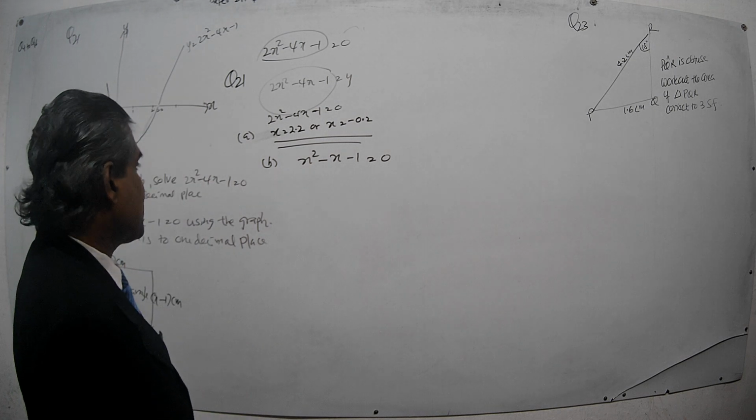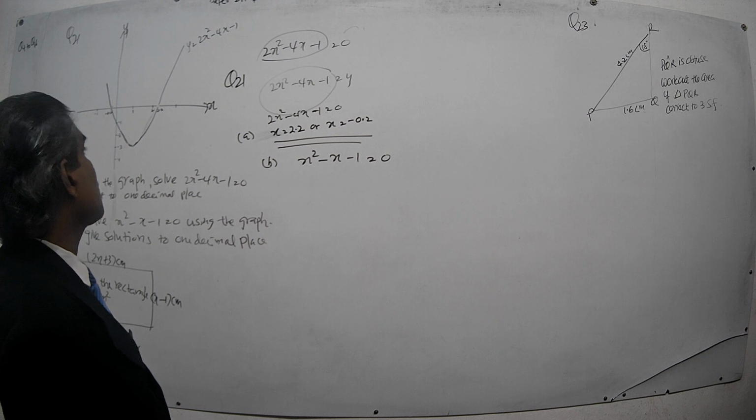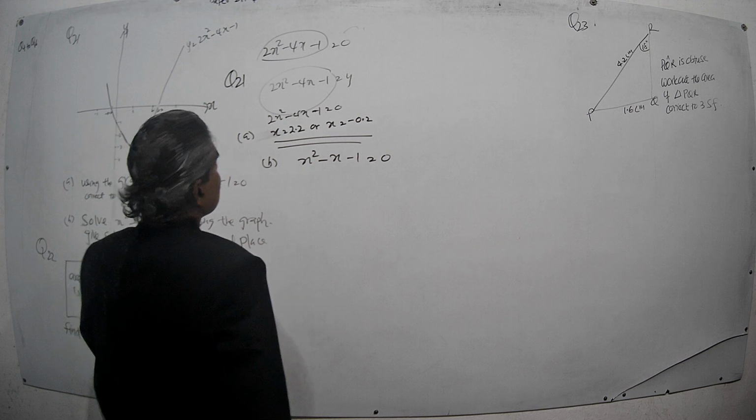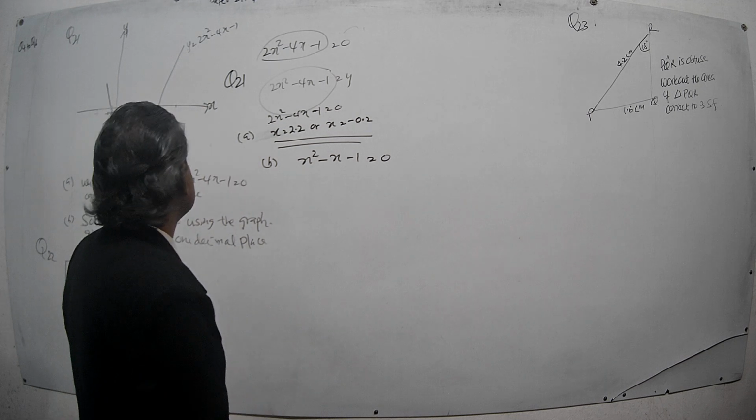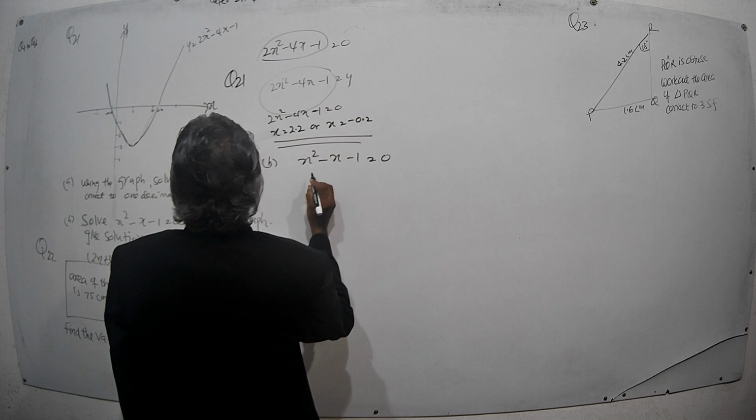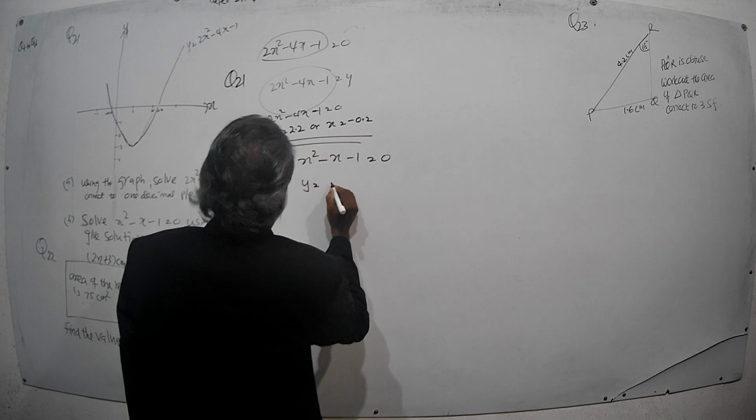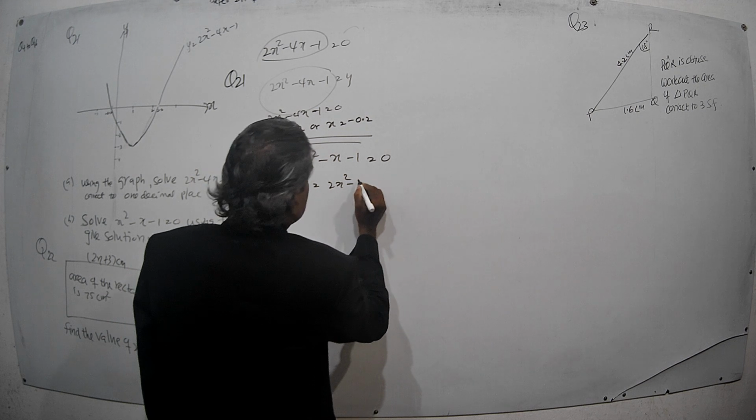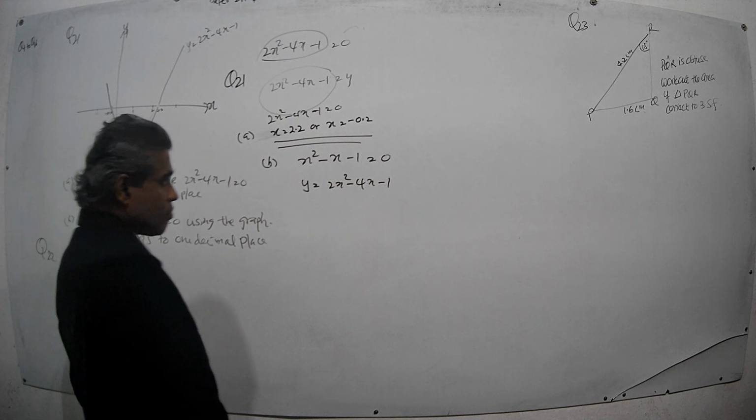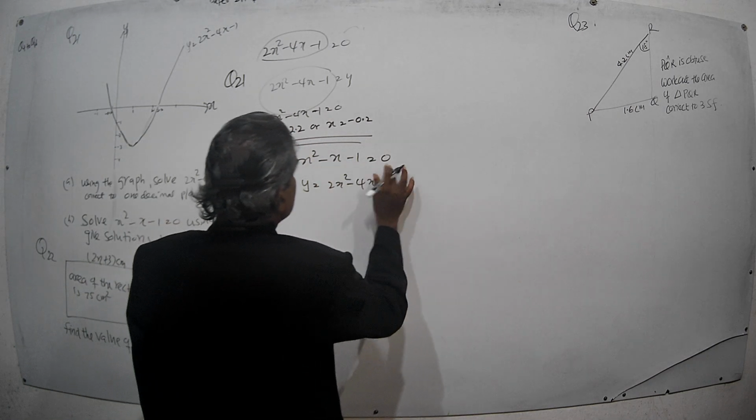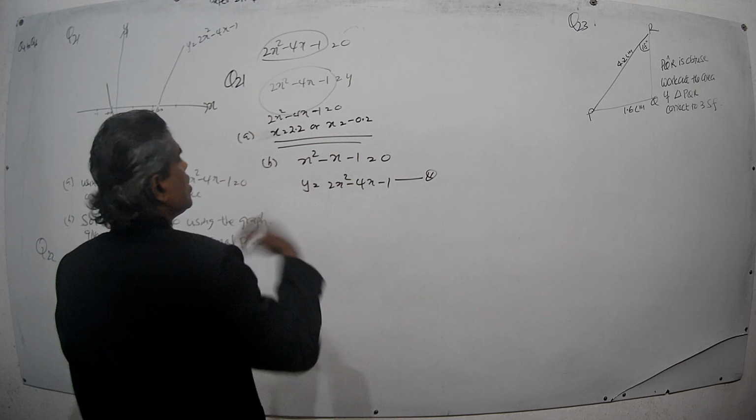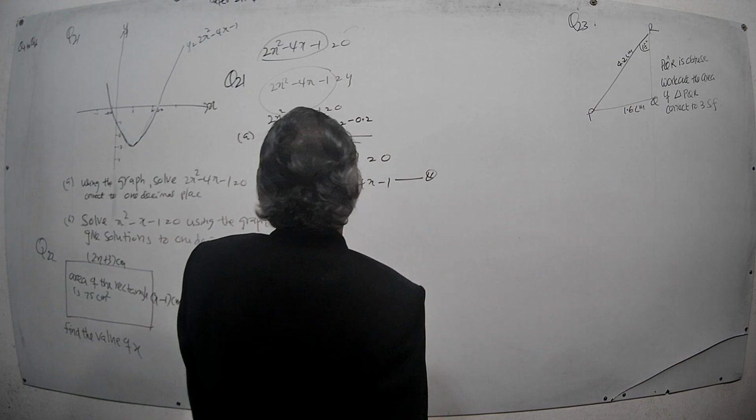Now, how do you do that? That is the other important thing. What we do here is take this graph equation, y equals 2x squared minus 4x minus 1, as equation 1. Then we take this other equation by inverting it like this.